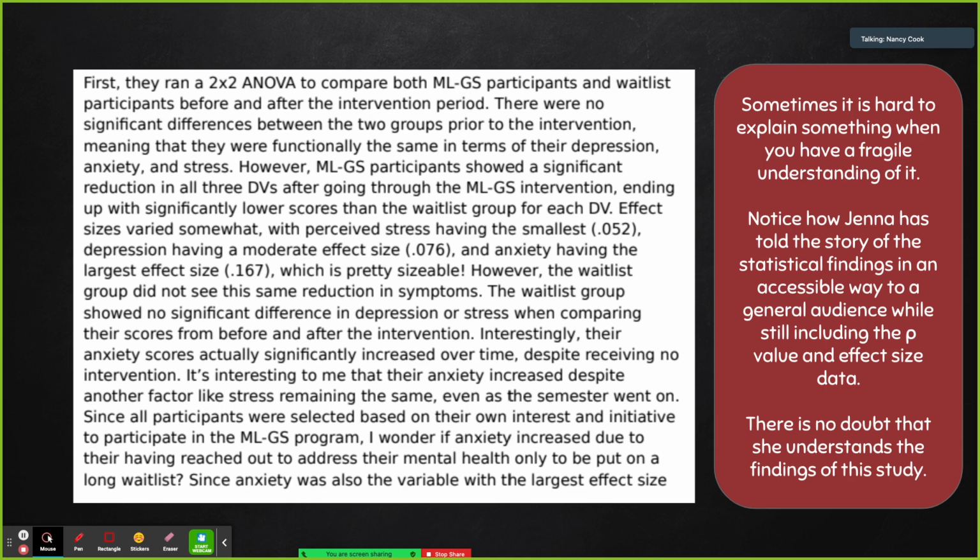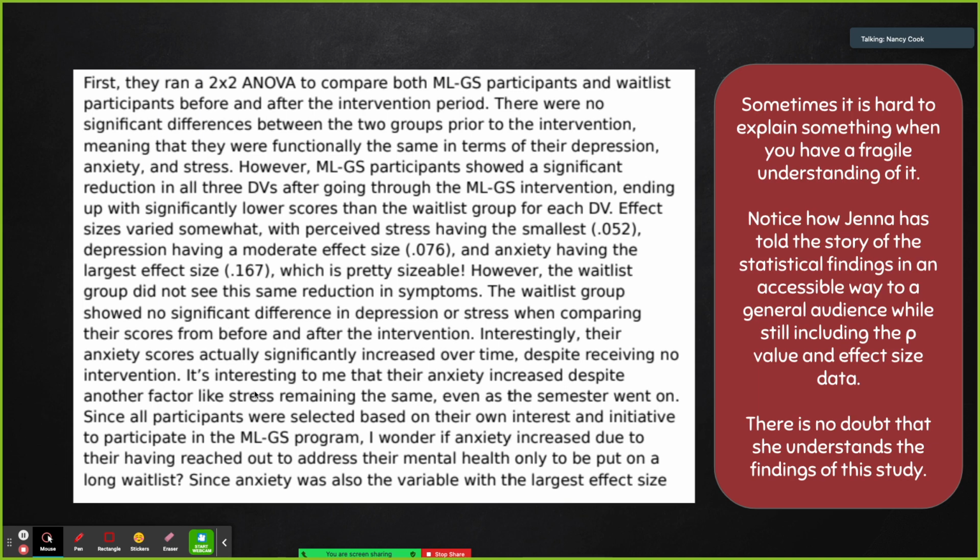They discovered something important. So she also says, however, the waitlist group did not see the same reduction in symptoms. The waitlist group showed no significant difference in depression or stress when comparing their scores from before and after. Interestingly, their anxiety scores actually significantly increased over time despite receiving no intervention. So she noticed this. So even though the waitlist group's scores went up slightly for depression and stress, it wasn't statistically significant, so we can't say that they went up.